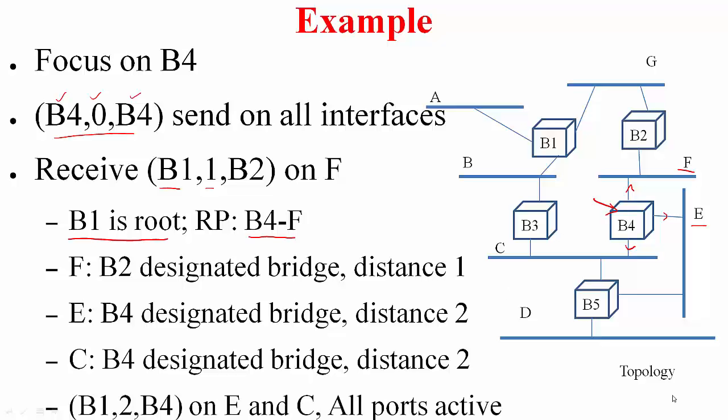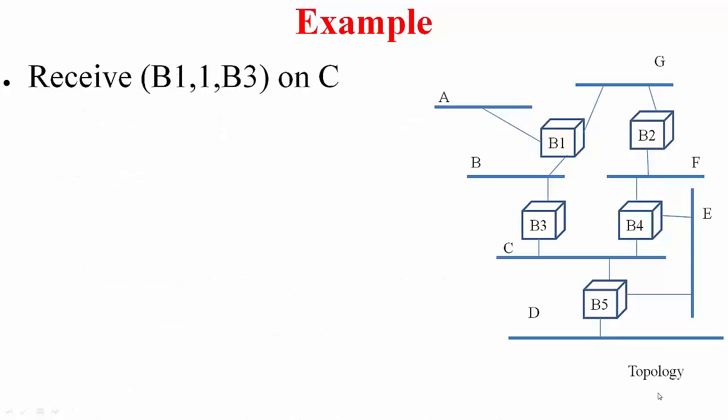So the message it forwards is this, where it says I am B4, I am at a distance 2 to B1, and it is only going to send it out on E and C because it is not the designated bridge for F. Since it is the designated bridge for E and C, it is going to send it only on E and C. But note that all its ports are active because this is the root port and these are the designated ports. We are still focusing on B4.